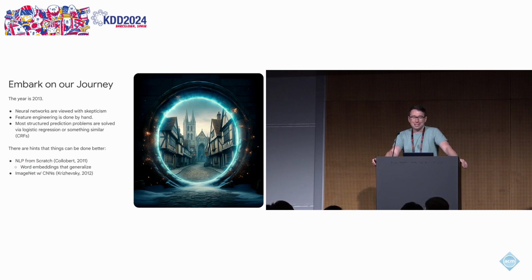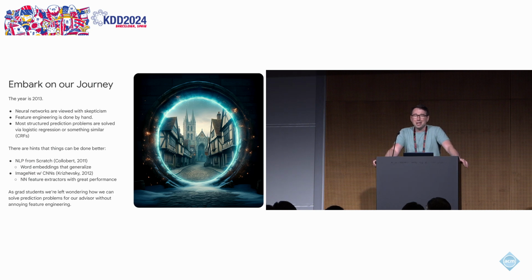And then you had things like ImageNet, where you could see the neural network feature extractors working over images for really amazing performance. And you're seeing people show you a one pixel of the neural network that was the cat identifier or something, right? So that you could really see the feature extractors working well. And as grad students, we really wanted to find a way to solve prediction problems for our advisor without spending so long on this annoying feature engineering, right? So we were desperate. And desperation breeds creativity.